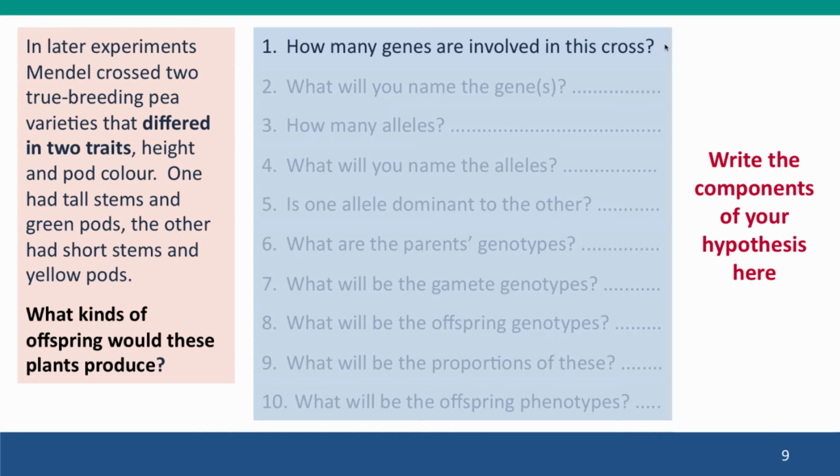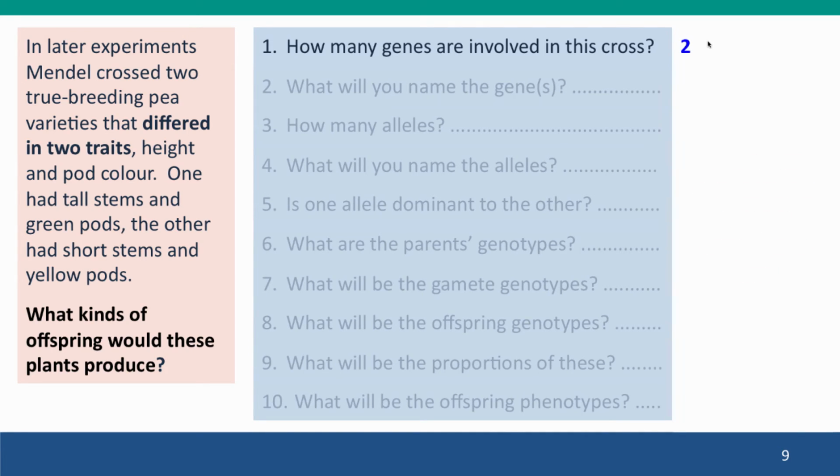The first thing to think about is how many genes are involved in this cross. Because there's two phenotypes, the height phenotype and the pod color phenotype, it makes sense to hypothesize that there are two genes involved. You need to decide how you're going to name these genes. It makes sense to name them for the general trait that they control rather than for tall or green. So it's easiest to remember if you name them H and C, H for height and C for color.